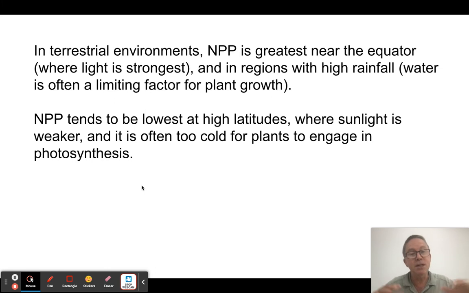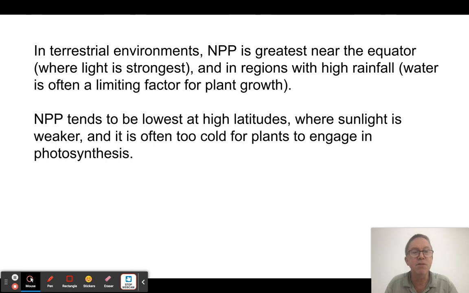Now, we need to differentiate between terrestrial ecosystems and aquatic ones. They're both important. You're a terrestrial creature, but you need to have the aquatic ones. It's not like we can live in a vacuum here. So in a terrestrial ecosystem, NPP we're going to find is usually going to be greatest near the equator, and it will get less and less and less as we move to the poles.